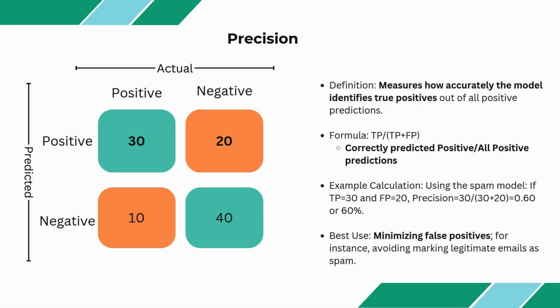And when do we use precision? When the focus is on minimizing false positive. For instance, avoiding marking legitimate emails as spam.